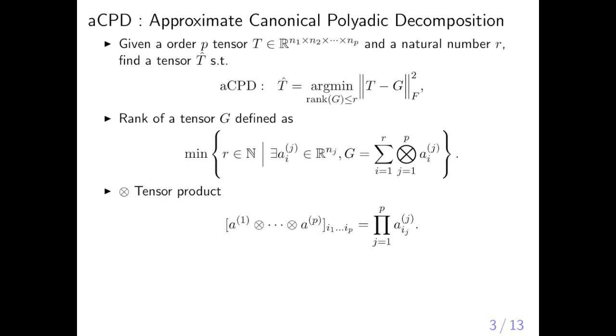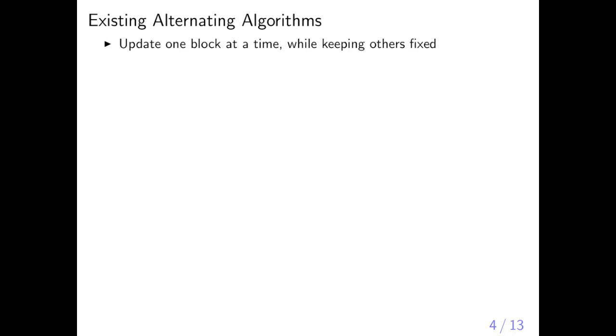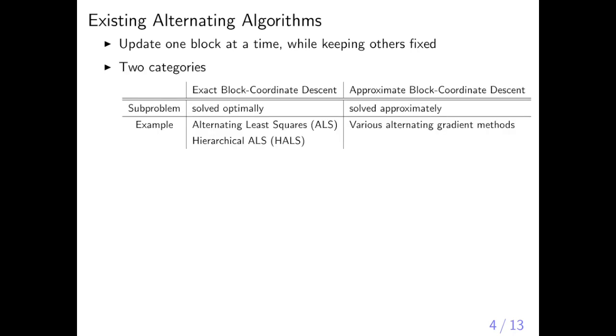Here are the definition of tensor rank and the definition of tensor product. This non-convex minimization problem is, in general, very difficult to solve. Many algorithms are proposed in the literature, and we focus on the type of algorithm that is alternating algorithms. There are two categories: the exact block coordinate descent, or in short, exact BCD, and the approximate BCD.